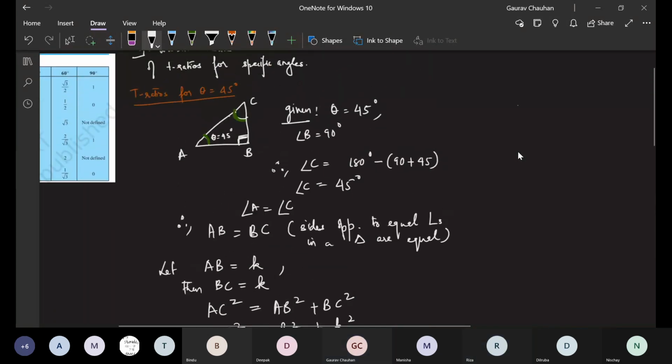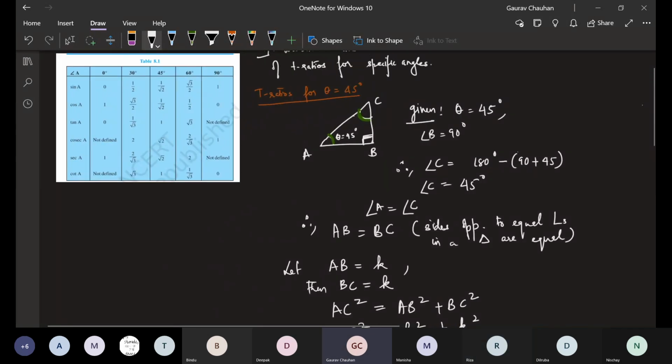Okay. And one more reason why I'm using a variable is because it can have any length. Okay, A, B, and C can have any length. It can be any big length. Okay, but whatever that is a multiple of k. K can be anything. If k is 1 centimeter, then it is 1 centimeter, 1 centimeter, root 2 centimeter. If k is 5 centimeter, this is 5 centimeter, 5 centimeter. This is 5 root 2 centimeter. Okay, but whatever it is, it's a multiple of whatever you put in place of k. Okay, everyone good with that?